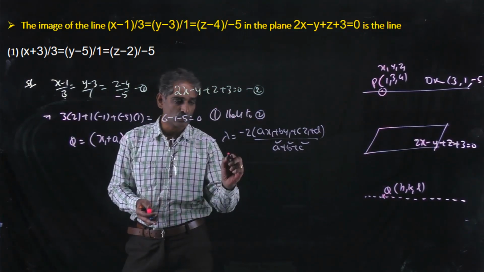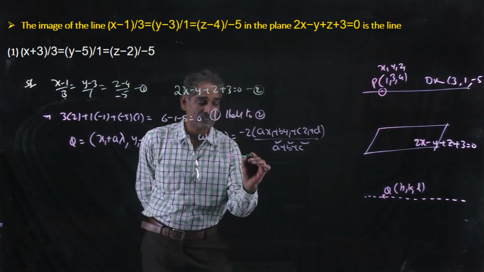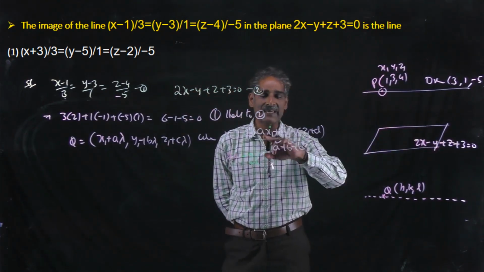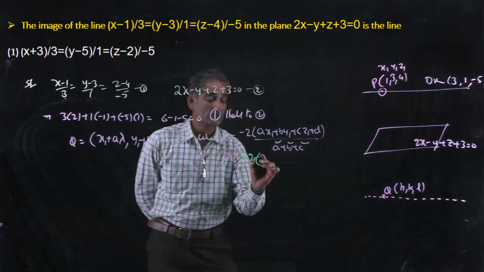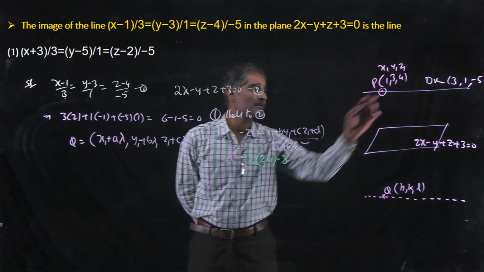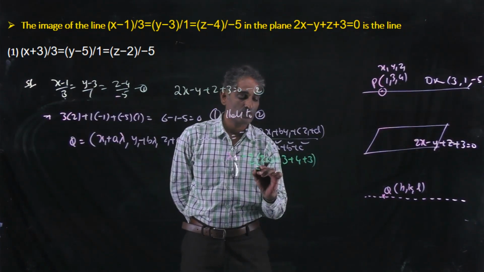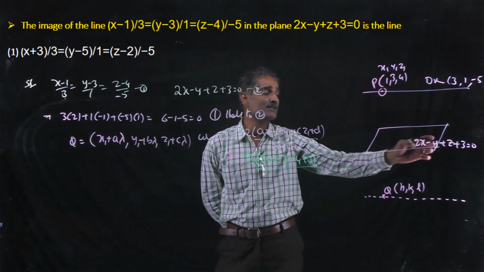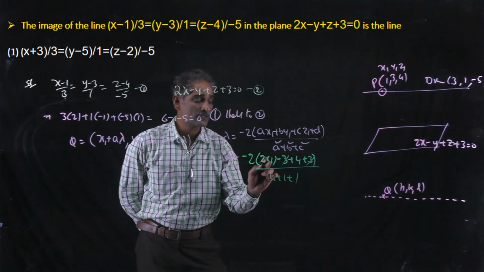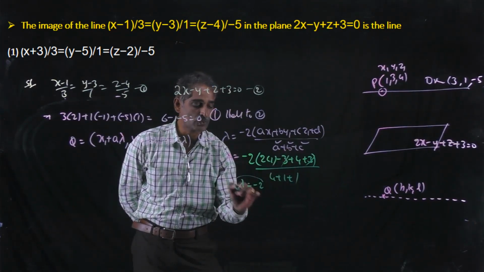Lambda is equal to, what is the lambda value? Minus 2. Substitute this point in the plane: 2 into 1, 2 into 1, minus 3 plus 4 plus 3, whole divided by a square plus b square plus c square, that is 4 plus 1 plus 1. See here, 2 plus 4, 6. 6 gets cancelled. Lambda is equal to minus 2.